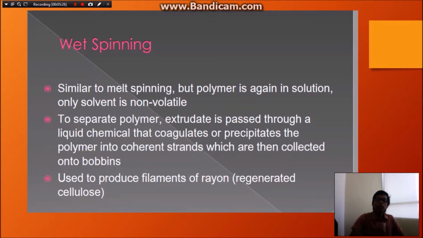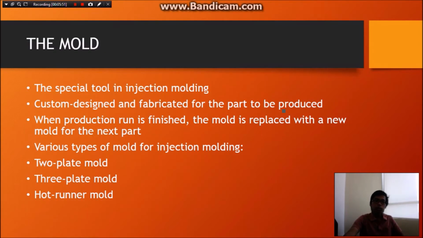Okay, next is wet spinning. Wet spinning is similar to melt spinning, but the polymer is again in solution. Only the solvent is non-volatile. To separate the polymer, the extrudate is passed through a liquid chemical that coagulates or precipitates the polymer into a coherent strand, which is collected onto bobbins, used to produce filament of rayon, regenerated cellulose.